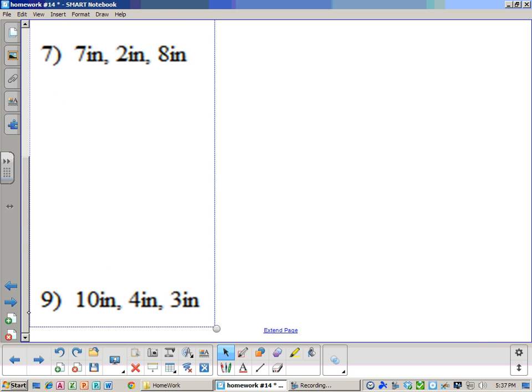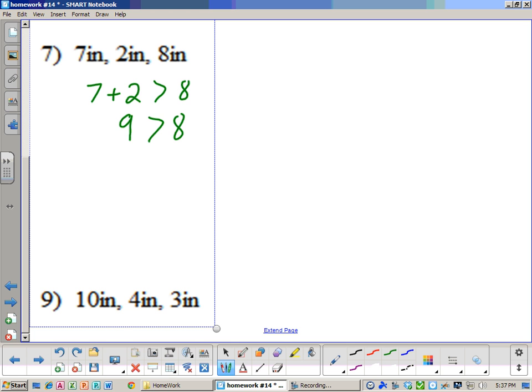Number 7. Number 7, we have 7, 2, and 8. I'm going to say 7 plus 2, to make sure I have the right ones added up. Is that greater than 8? Well, 7 plus 2 is 9. 9 is greater than 8. Yes, this is a triangle. Very good. Easy.